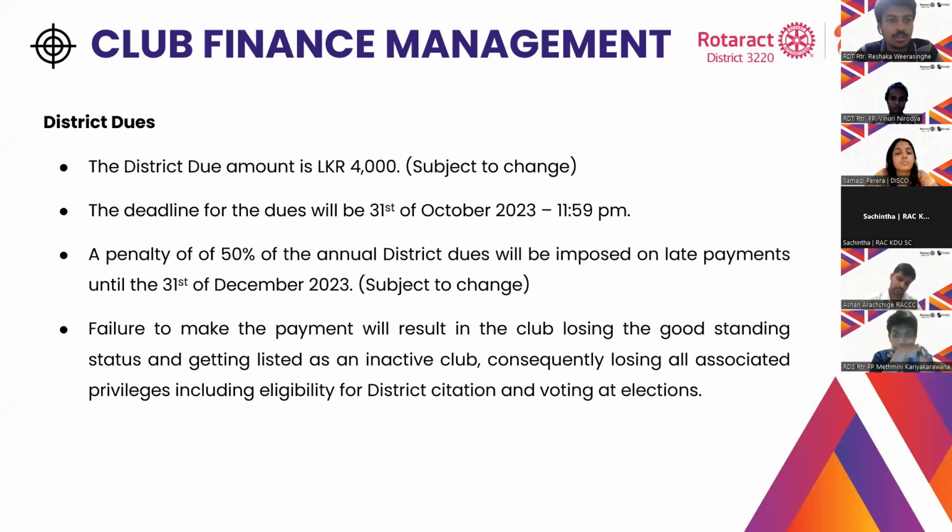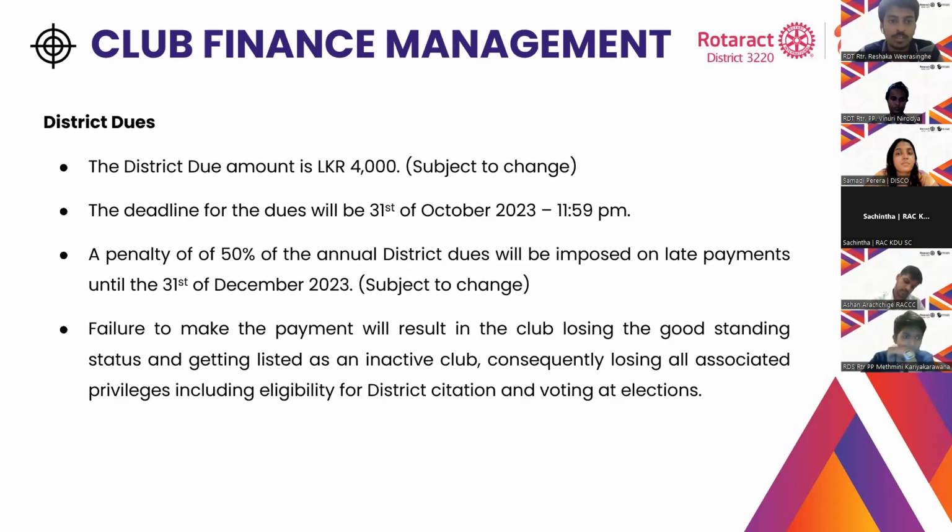When it comes to district dues, for this year the district dues amount will be 4,000 rupees, and clubs have to complete the payment before the 31st of October. If any club fails to complete the payment before the deadline, the club will have an extended deadline till the 31st of December, but will have to pay a penalty of 50% of the annual district dues. That means an additional 2,000 rupees.